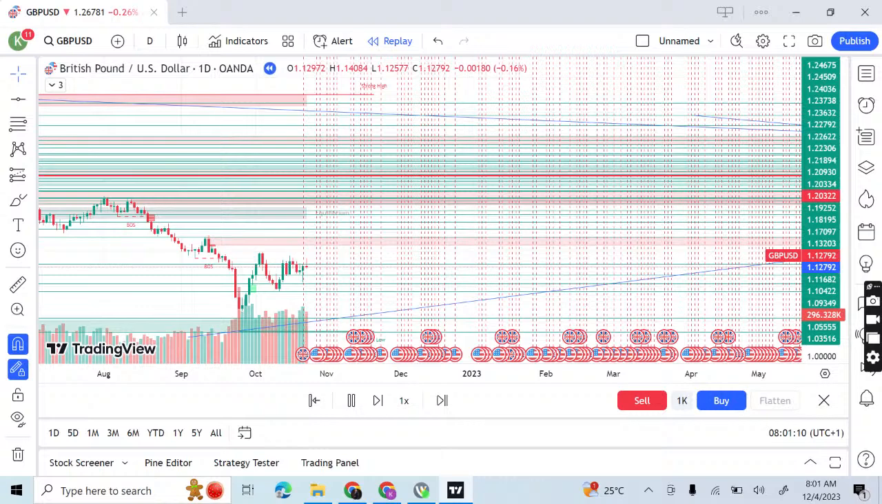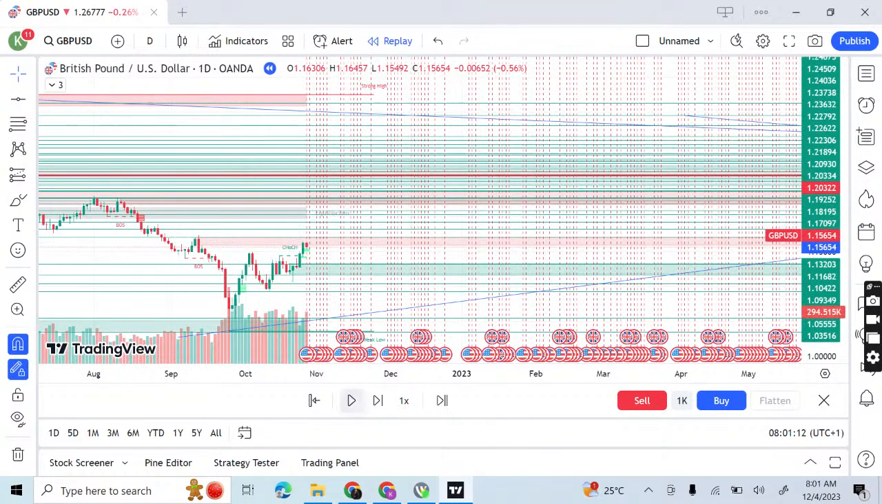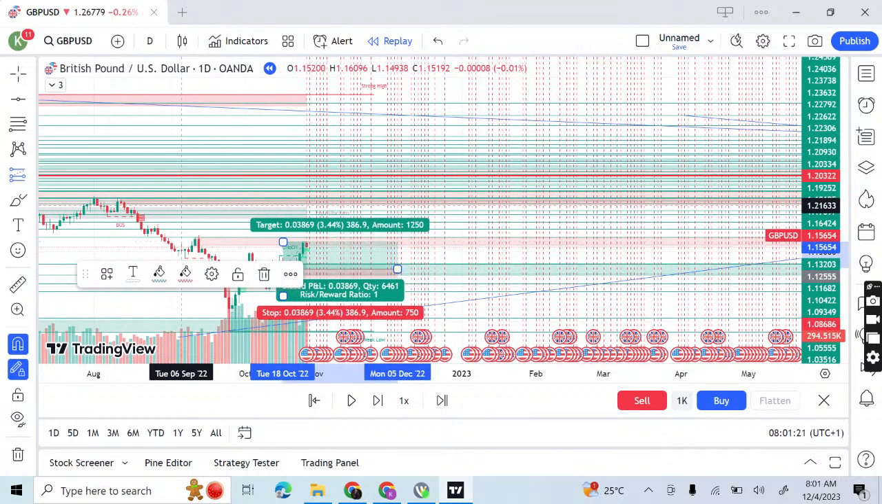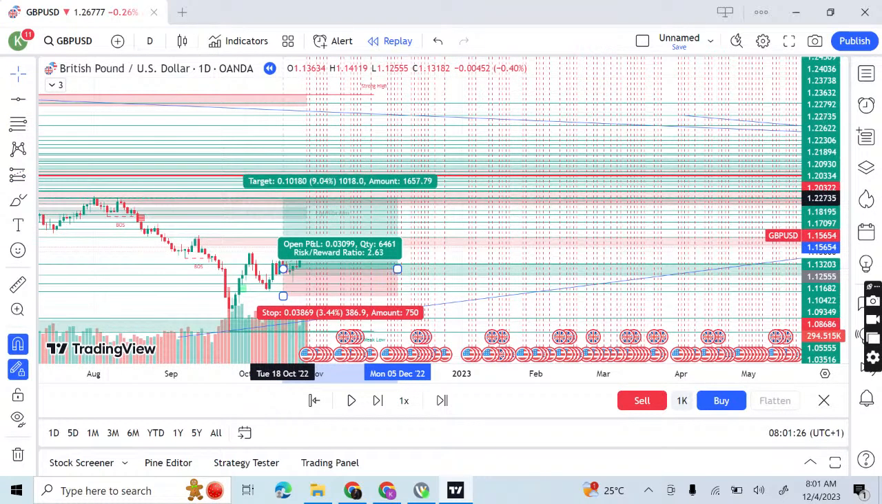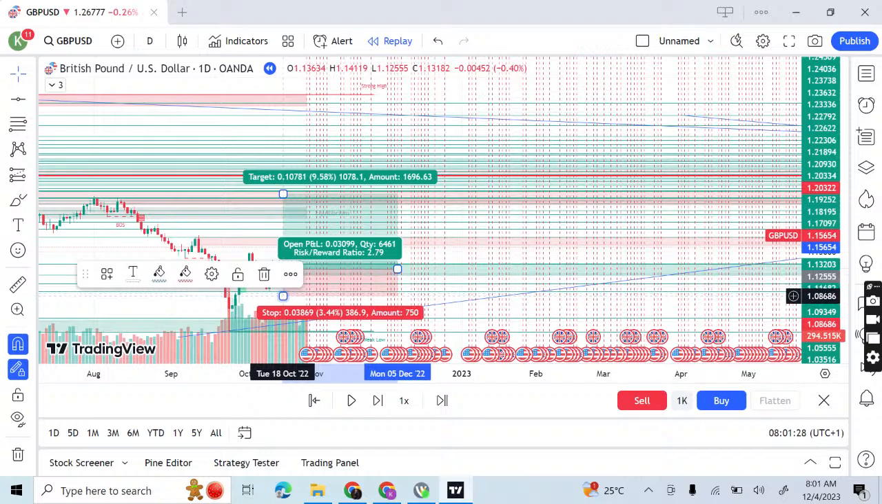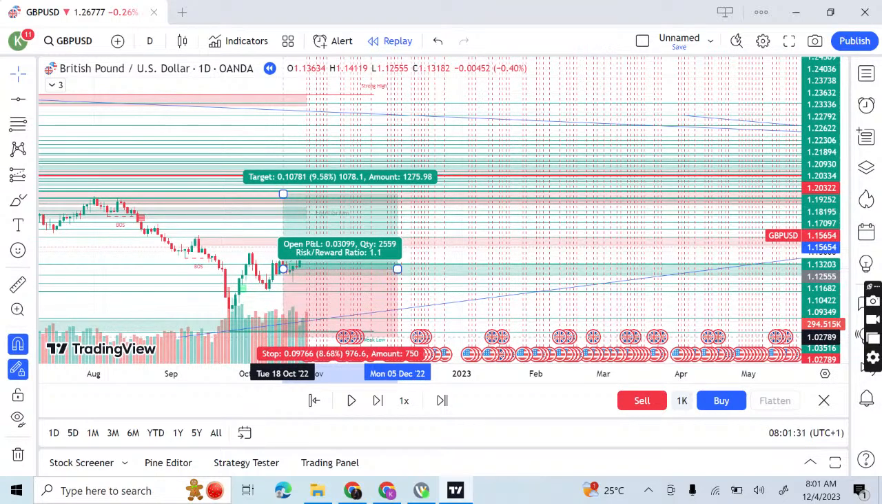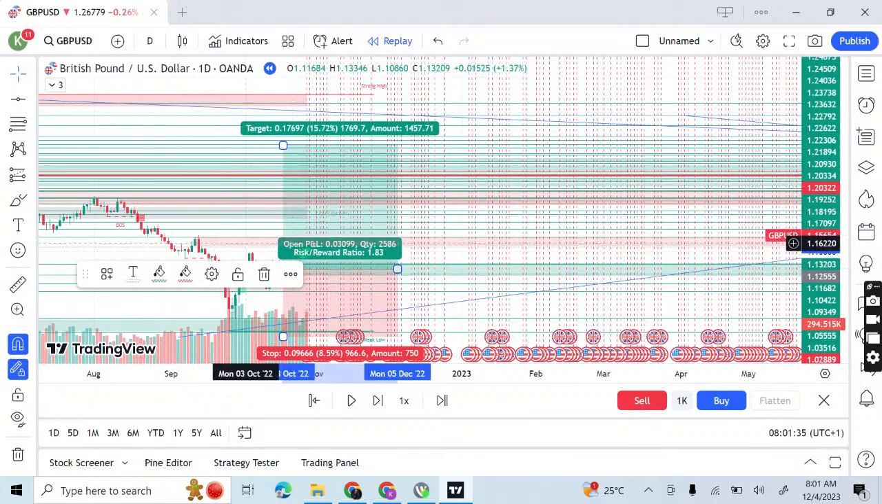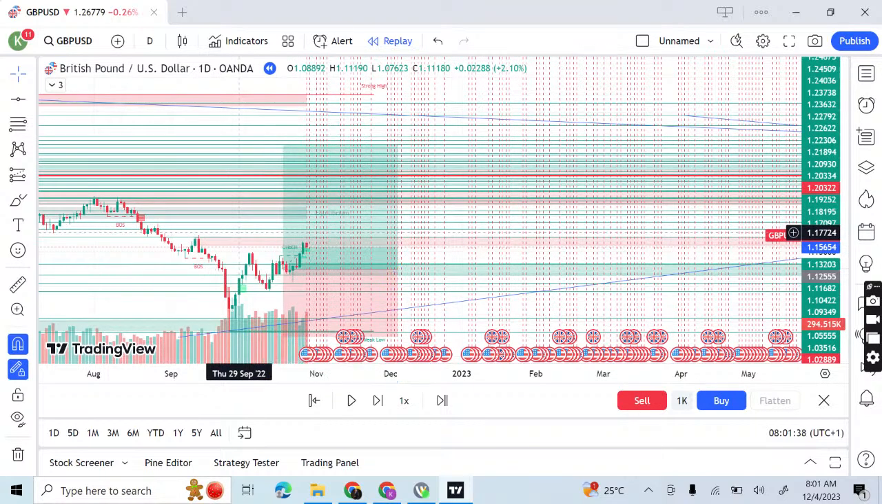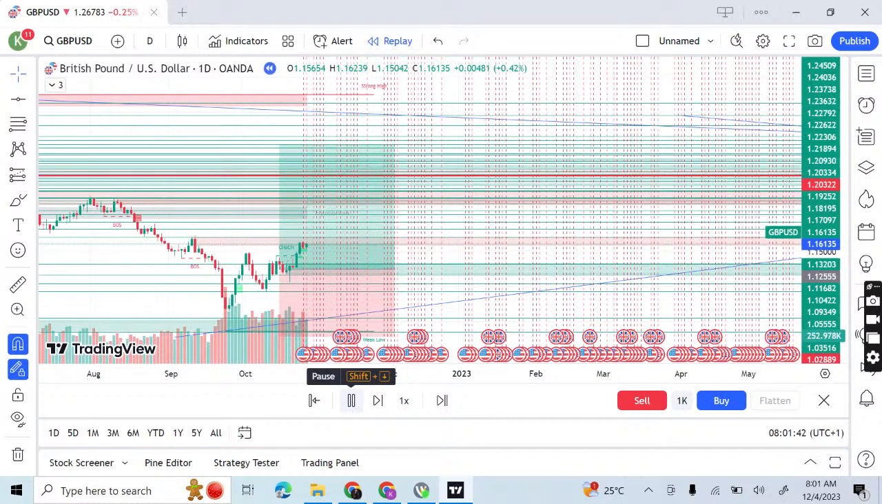Okay, so I can see that's consolidation and that's change of character. So automatically this will be our point of interest, but very close to equilibrium. So in this case your stop loss is a bit far, so you have to use money management here to ensure that you do not risk too much on this trade. So let's see how this plays out.